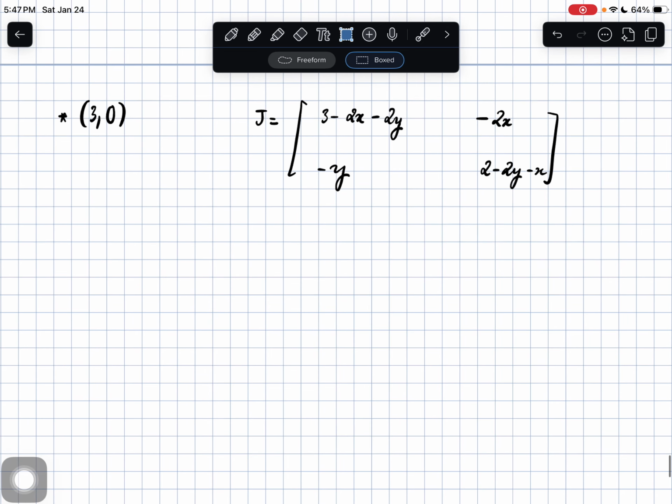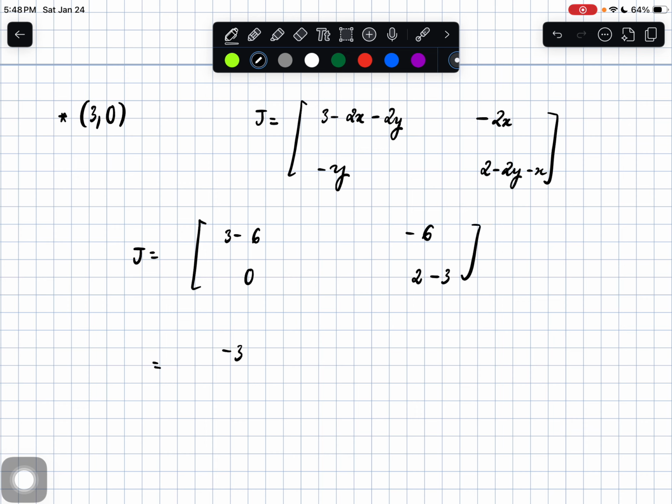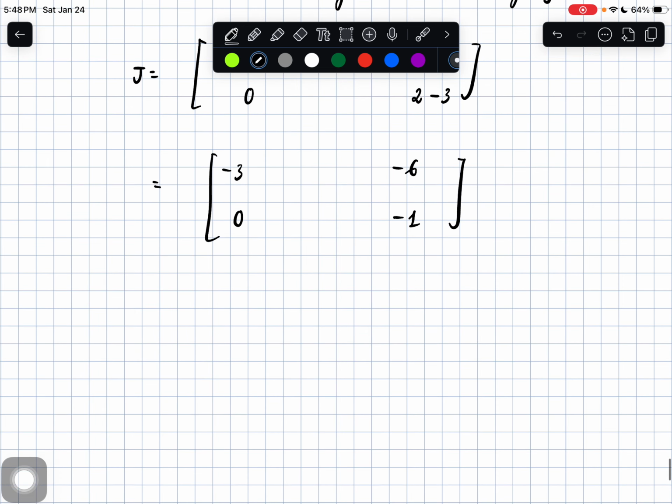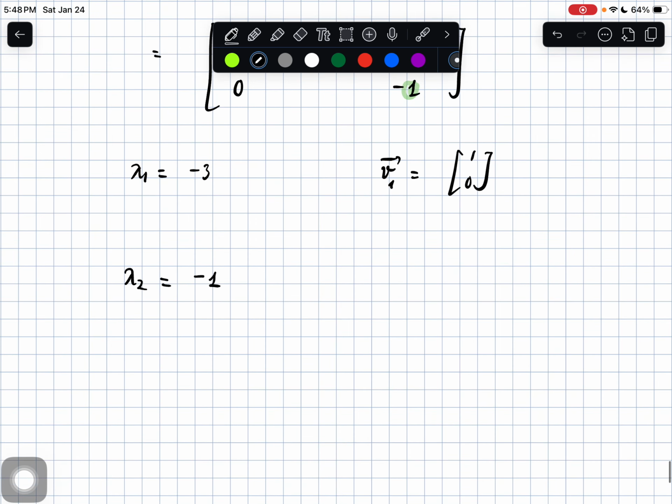Now we continue with 3, 0. Jacobian matrix, this one. 3, so 3, minus 6, 0, 2 minus 0, minus 3, minus 3, minus 6, 0, minus 1. So we have two eigenvalues. Lambda 1 is minus 3, corresponding to that we know V1 will be 1, 0. The second one is minus 1.